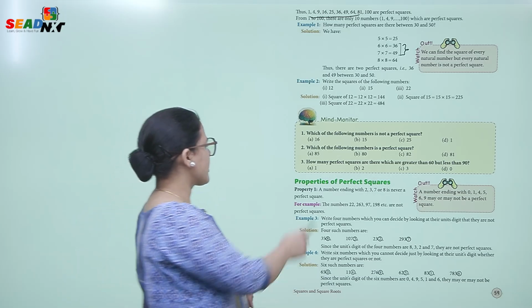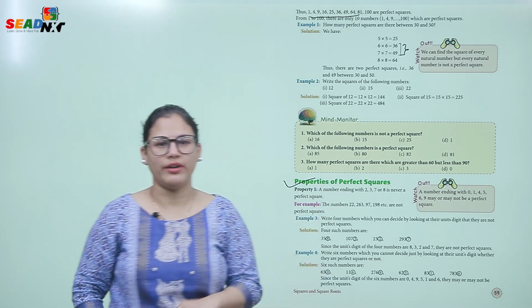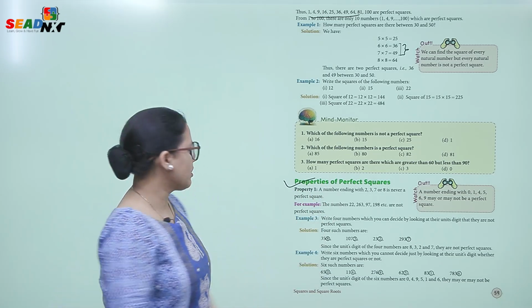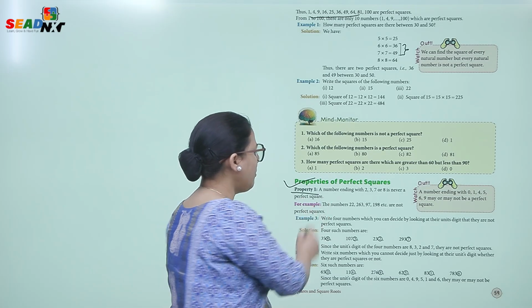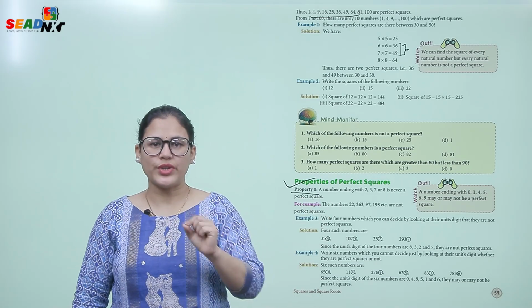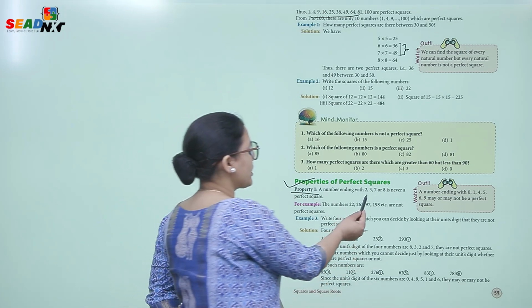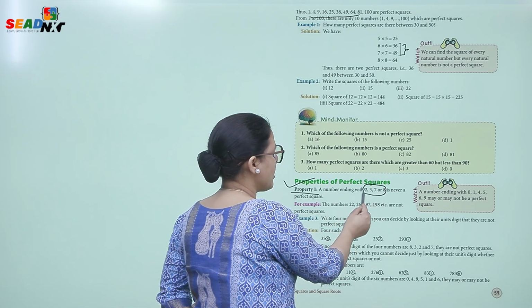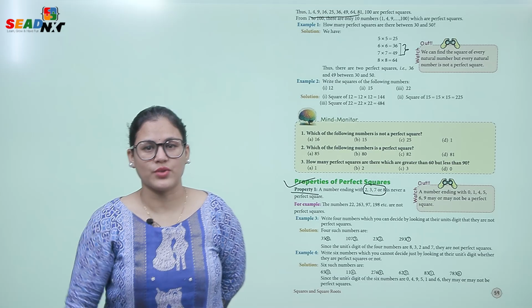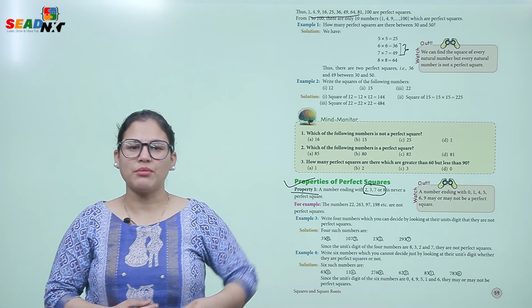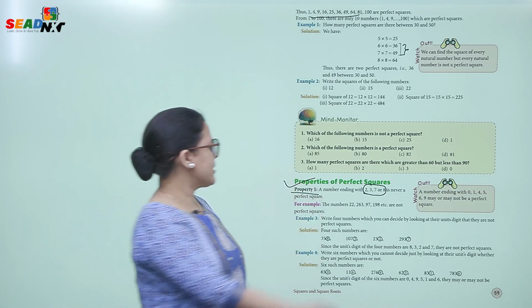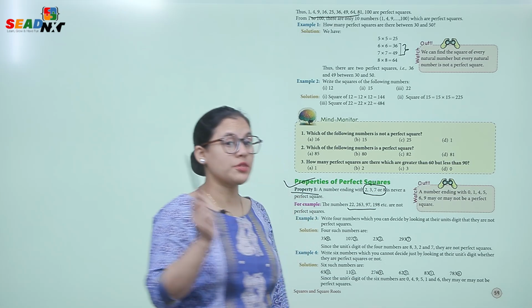Okay, next, properties of perfect squares. Property number 1. प्रॉपर्टी नंबर 1 क्या कहती है? See, a number ending with 2, 3, 7 or 8 is never a perfect square. Okay, किसी भी नंबर के एंड में अगर ये नंबर आते हैं, that means that number is not a perfect square. For example, all these numbers are not perfect squares.